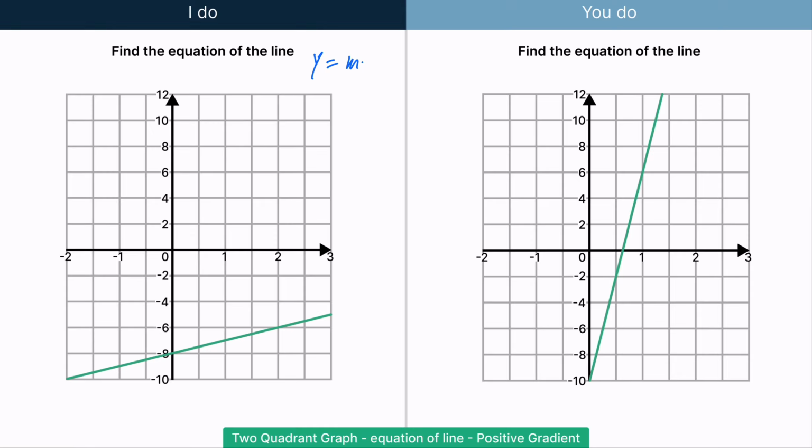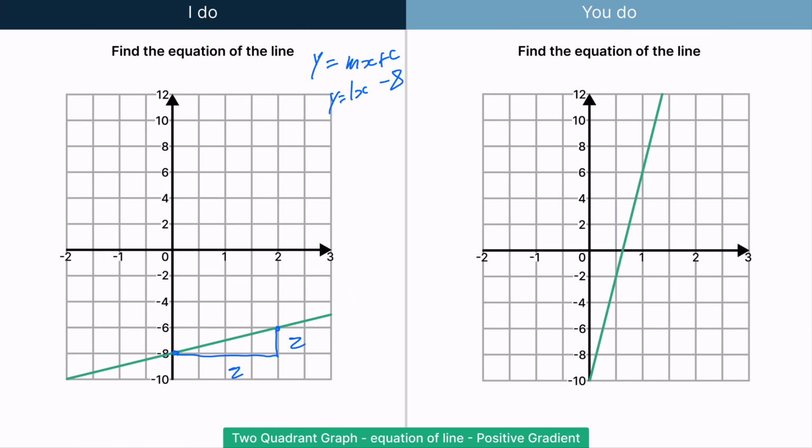So y is equal to mx plus c. The y-intercept, negative 8. The gradient from there, so that goes across by 2, and you can see that starts at 0 and it goes till 2. And going up, it goes from minus 8 to 2, so it's just going to go up by 2. So that's just going to be 1. So y is equal to 1x minus 8.